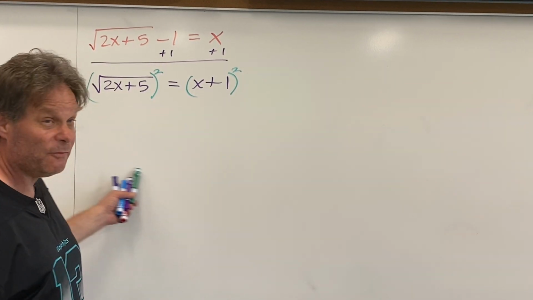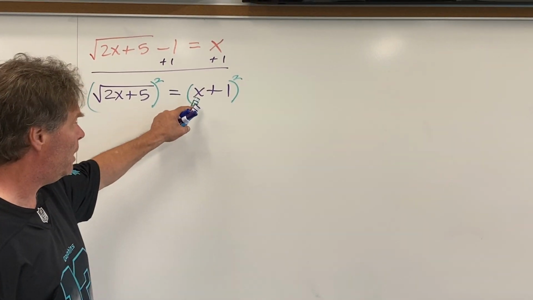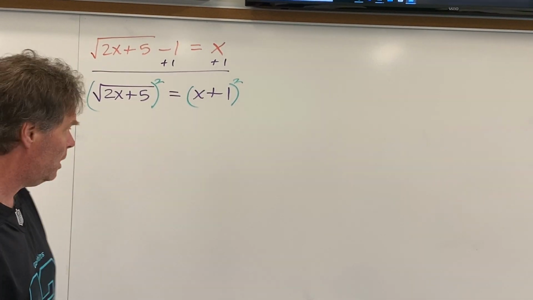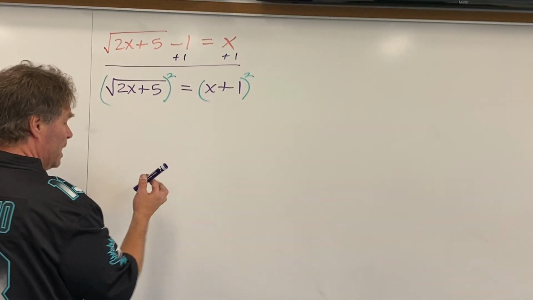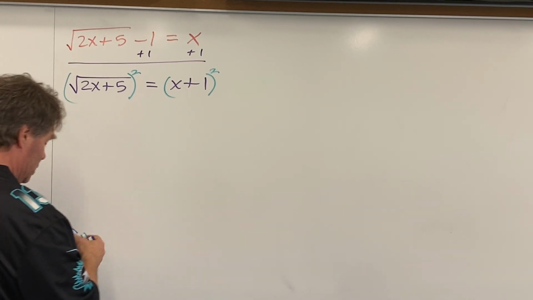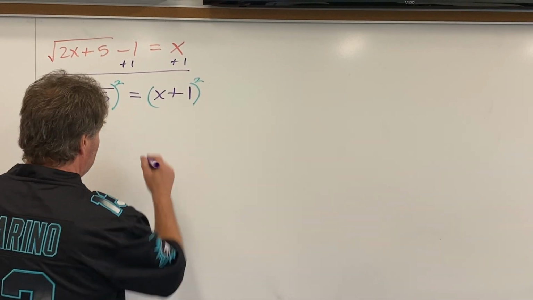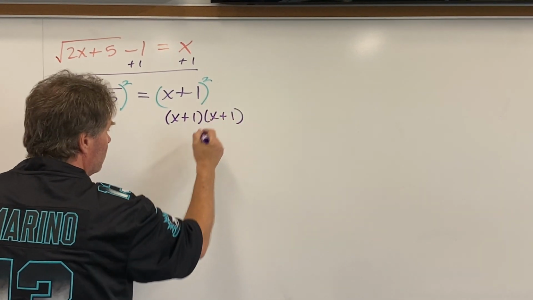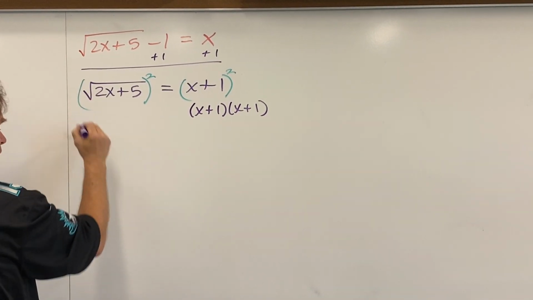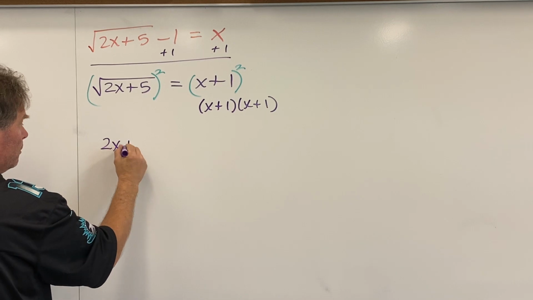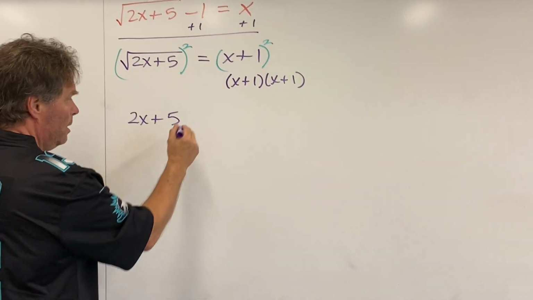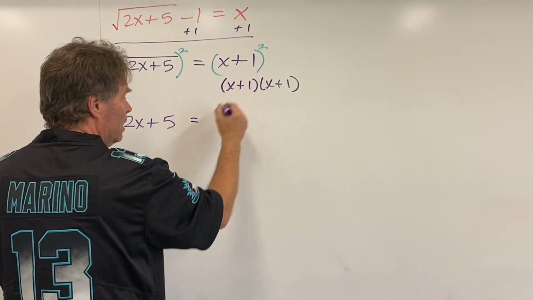So, hey, if you have to FOIL out something, I'd rather FOIL out x plus 1 rather than root 2x plus 5 minus 1 squared. I'd rather FOIL that guy out. And that's exactly what I'm going to do. I'm going to FOIL this guy out by going x plus 1 times x plus 1, right? This is clearly just going to be 2x plus 5, right? The root gets wiped out by the squared equals, now, what's this guy going to be?